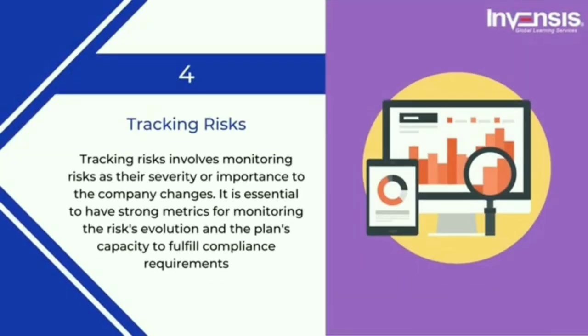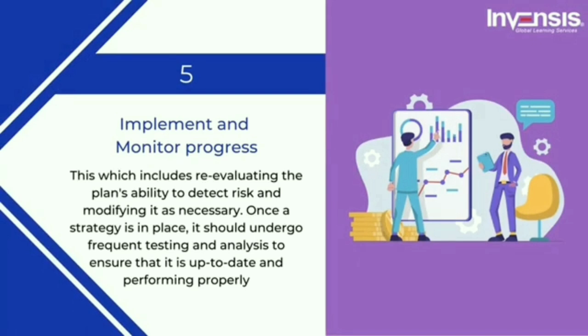Fourth is tracking risks. Tracking risks involves monitoring risks as their severity or importance to the company changes. It is essential to have strong metrics for monitoring the risk's evolution and the plan's capacity to fulfill compliance requirements. Fifth is to implement and monitor progress, which includes re-evaluating the plan's ability to detect risk and modifying it as necessary. In business continuity planning, plan testing is essential. Risk mitigation is identical. Once a strategy is in place, it should undergo frequent testing and analysis to ensure that it is up to date and performing properly.